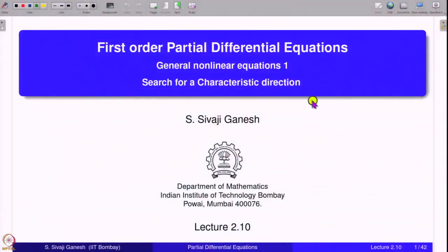Welcome to this lecture. We continue to study the first order partial differential equations, but now we move on to general nonlinear equations from quasilinear equations that we have been considering so far. In general nonlinear equations, we are going to have 4 lectures in which we will establish the existence and uniqueness of solutions to Cauchy problems for general nonlinear equations. In this lecture, we are going to discuss the search for a characteristic direction. We will be making regular comparisons with the quasilinear case from time to time.